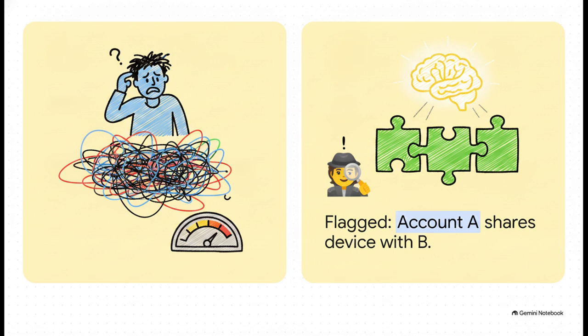It reads the flagged subgraph and tells the human investigator exactly why the alarm is ringing, saying something like, flagged, account A shares a device with account B, which just sent $4,200 to account C.